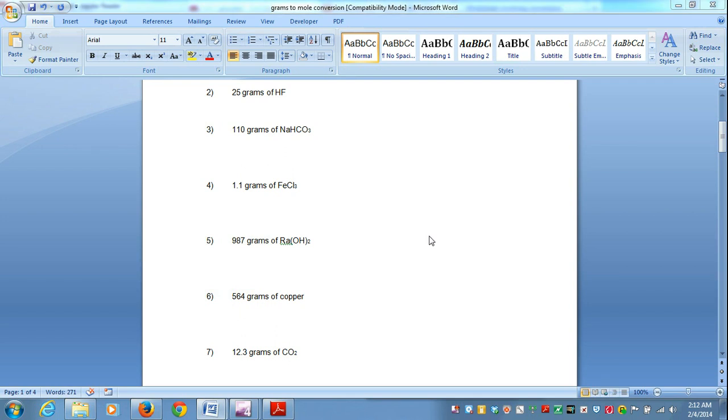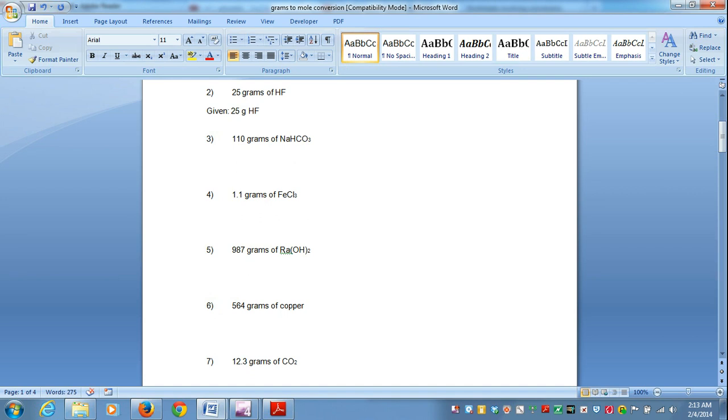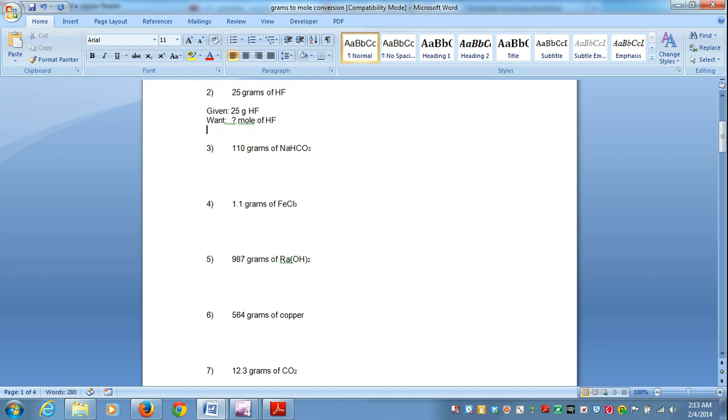Okay, so we're going to work on example number 2, and it says here that our given is 25 grams of HF, and what we want, our unknown, is question mark moles of HF. Okay, so we're trying to figure out the moles of hydrogen fluoride.